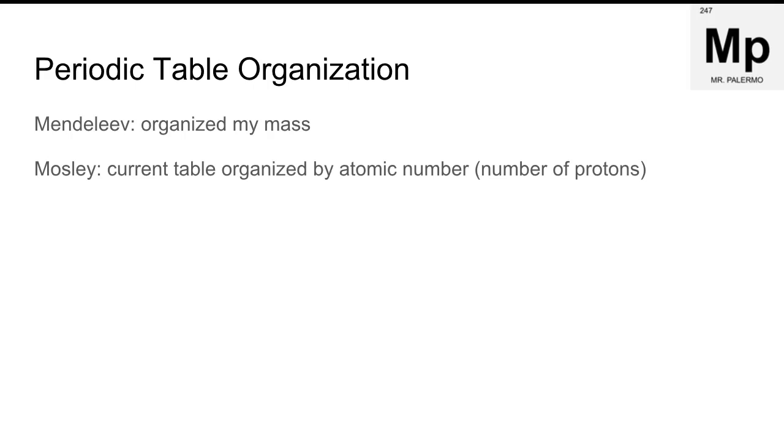Recall that the original organization of the periodic table was done by Mendeleev, and it was organized by atomic mass. The current version was organized by Moseley, and that was done by the atomic number, which we now know to be the number of protons. So the current version, again, is organized by the number of protons.